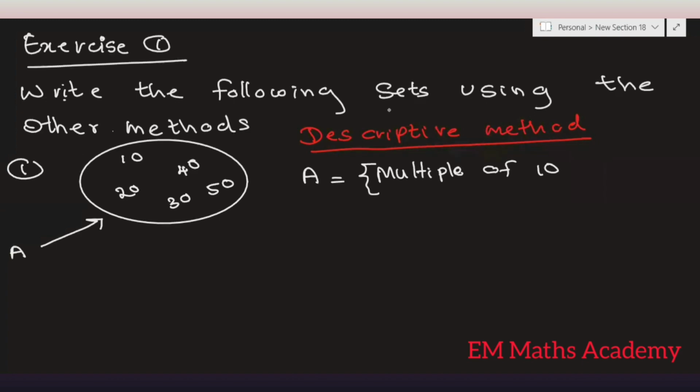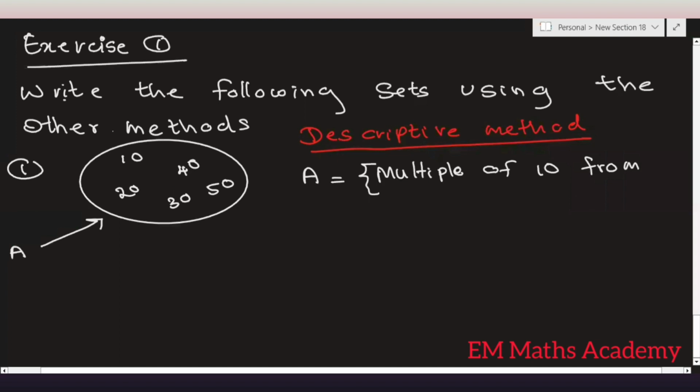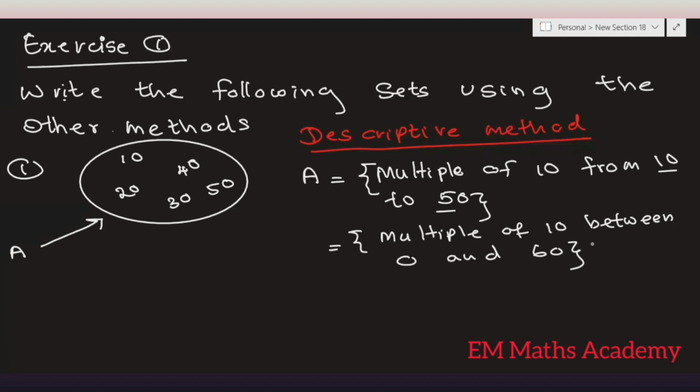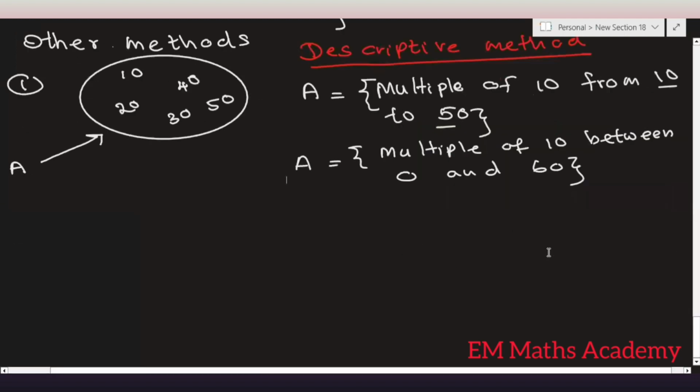Multiples of 10 from 10 to 50. When it says from 10 to 50, then 10 and 50 are included. Or the other way, you can use multiples of 10 between 0 and 60, or 51 also can be considered. Any two numbers which are not included. Okay, A. Next, descriptive method finished.